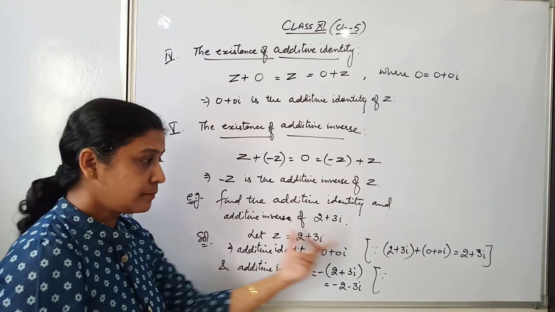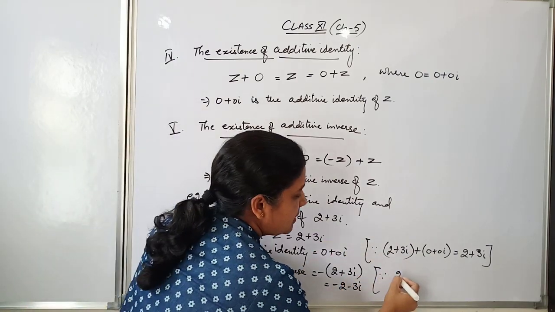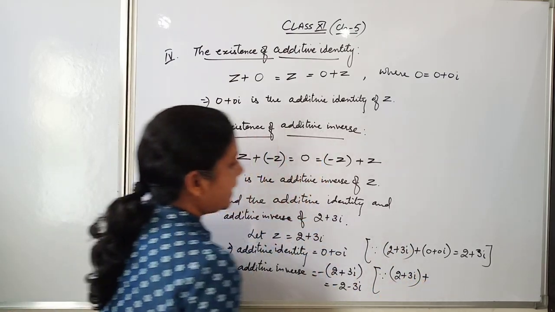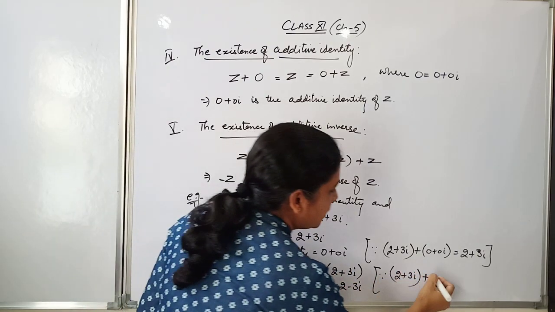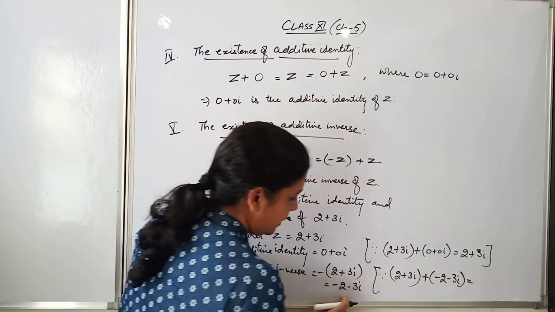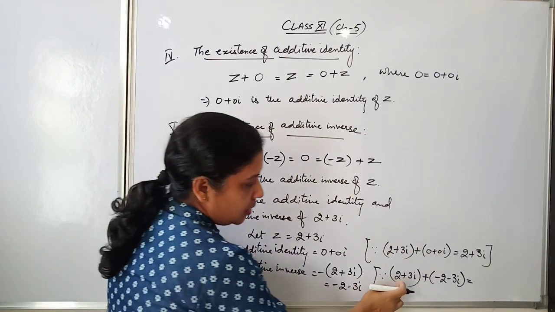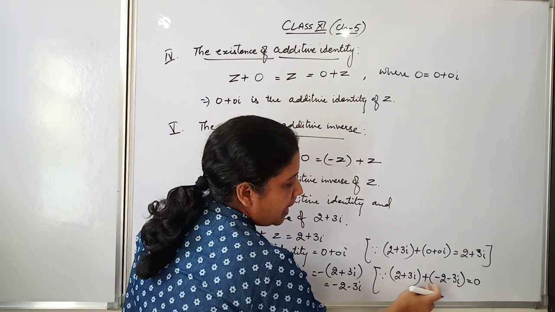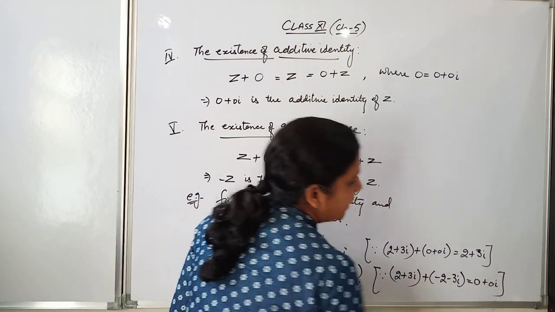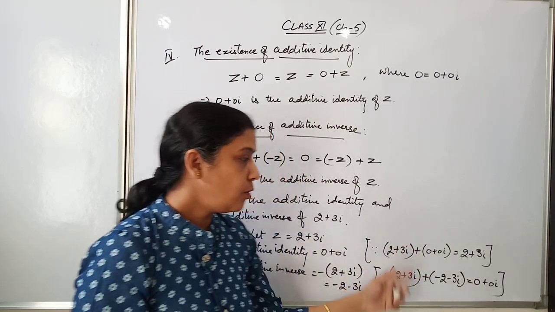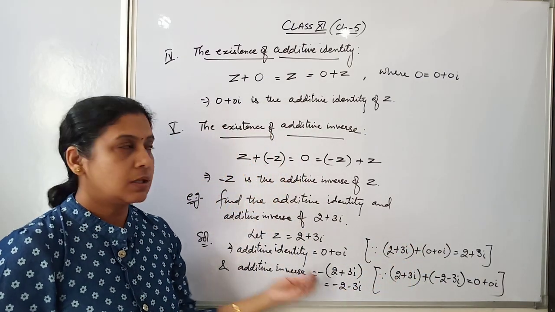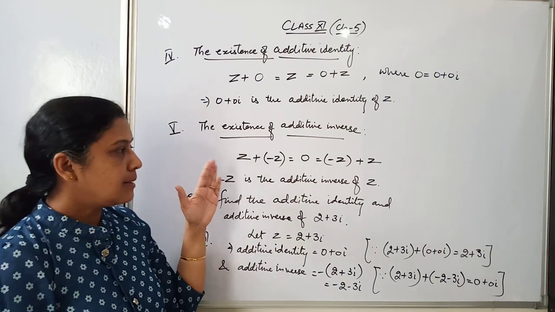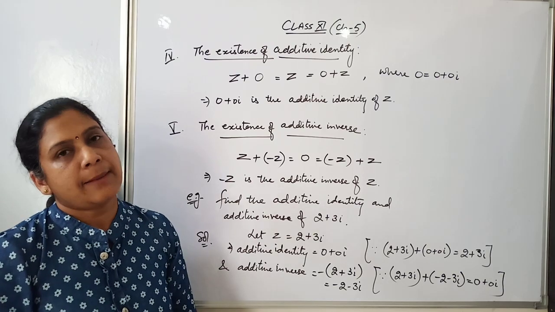Let's justify by giving the reason. 2 plus 3 iota is the original number given in the question. I have to add the additive inverse into it. I have added the inverse. Now let's see what happens. 2 plus minus 2, the real part is 0. Plus 3 iota minus 3 iota is again 0 iota. So I have got back the identity. When you get back the identity, that is the additive inverse. Now very easily these properties can be incorporated in the questions. Basically these are for understanding and for application in questions.